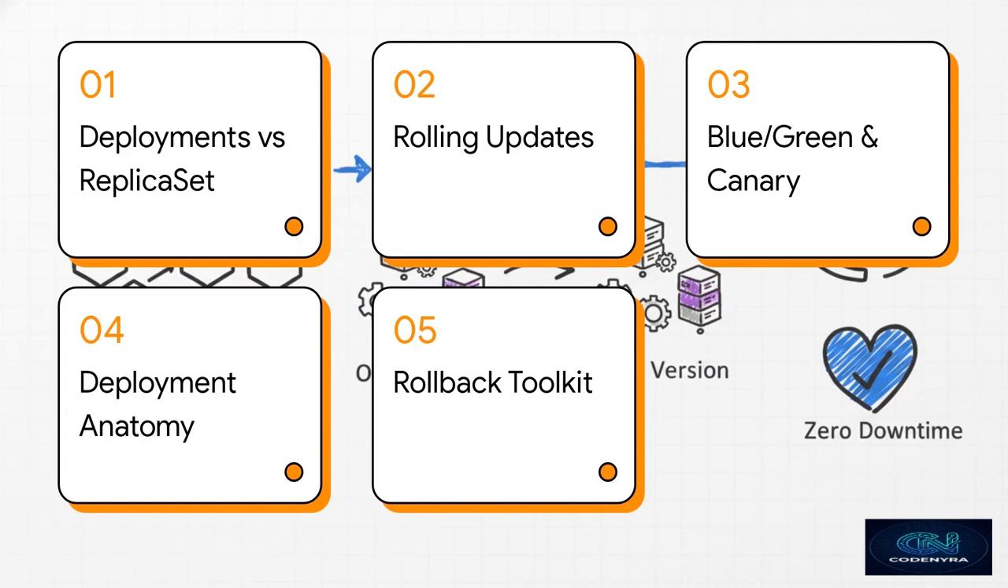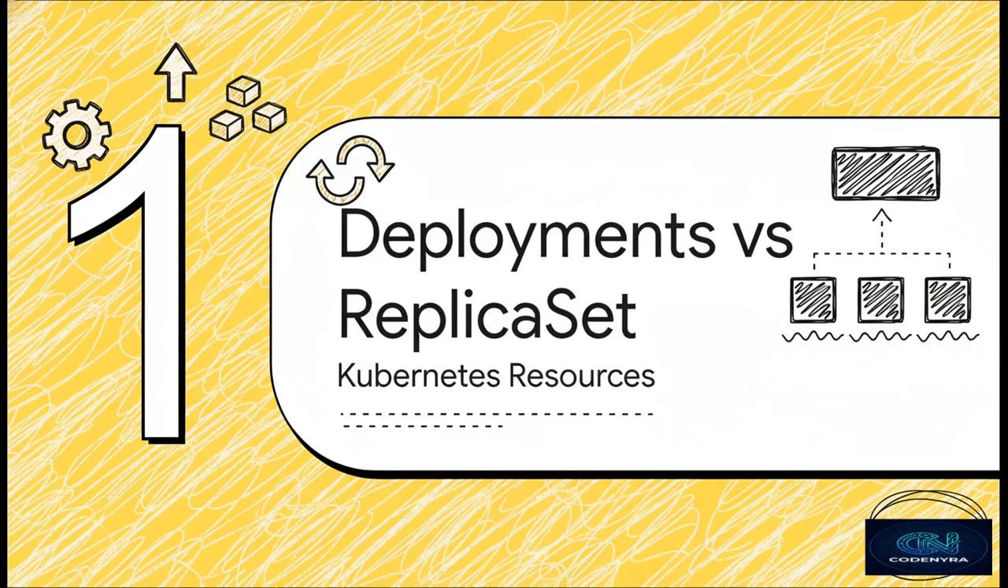To get us there, here's our roadmap for today's explainer. First, deployments versus ReplicaSets. Second, mastering rolling updates. Third, advanced strategies like blue/green and Canary. Fourth, the anatomy of a deployment. And finally, number 5, your rollback rescue toolkit. Let's kick things off with section 1, deployments versus ReplicaSets.